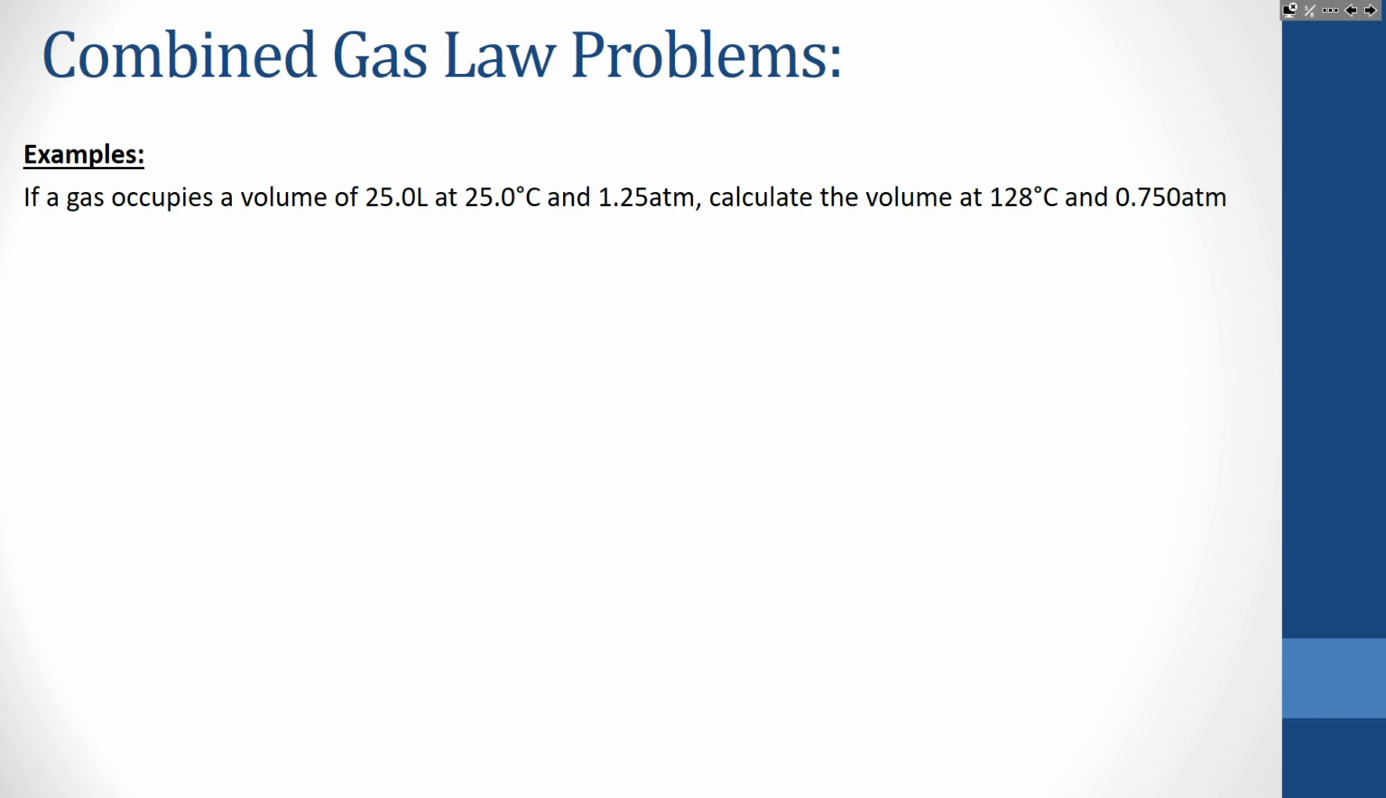Now, all the previous things still count. When we start our questions, we have to make sure our temperatures are in Kelvin, our volumes are the same unit, and our pressures are in the same unit. So right away, I'm going to fix these temperatures, because this is 298 Kelvin, and this is 128 Celsius, which becomes 401 Kelvin.